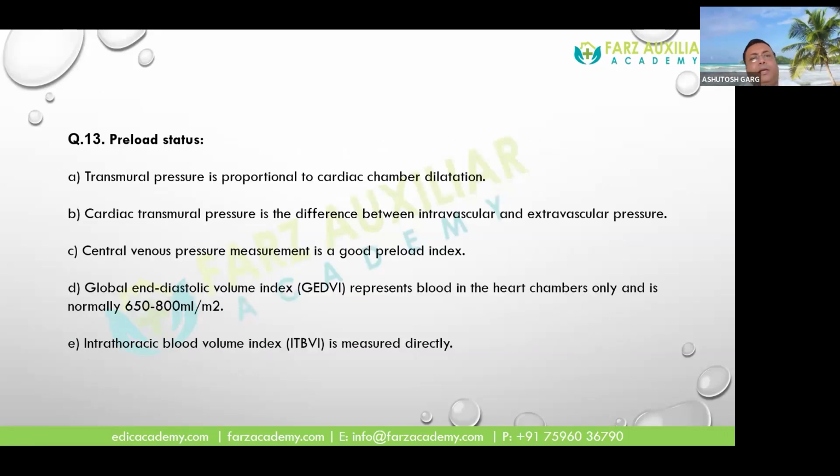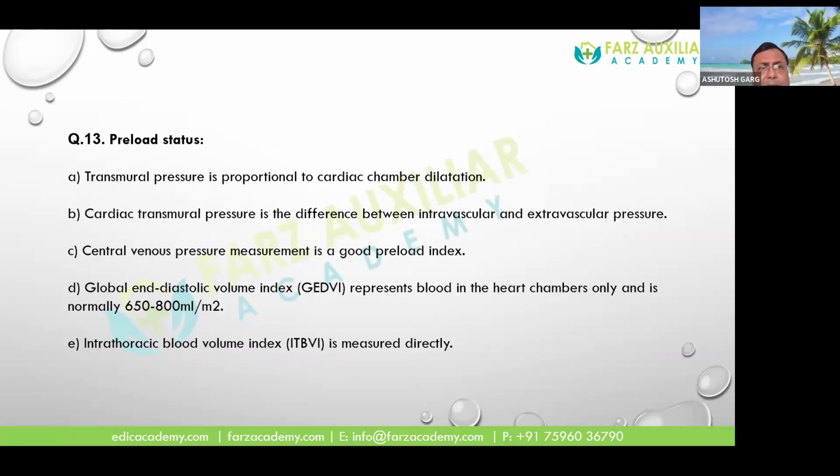Okay. Then preload status. Transmural pressure is proportional to cardiac chamber dilatation. Cardiac transmural pressure is the difference between intravascular and extravascular pressure. CVP is a good preload index. GDVI represents blood in the heart chamber only and is normally 650 to 800. ITBVI is measured directly. So this is advanced hemodynamic monitoring. So the parameters ITBVI, GDVI, these are the PiCCO parameters.